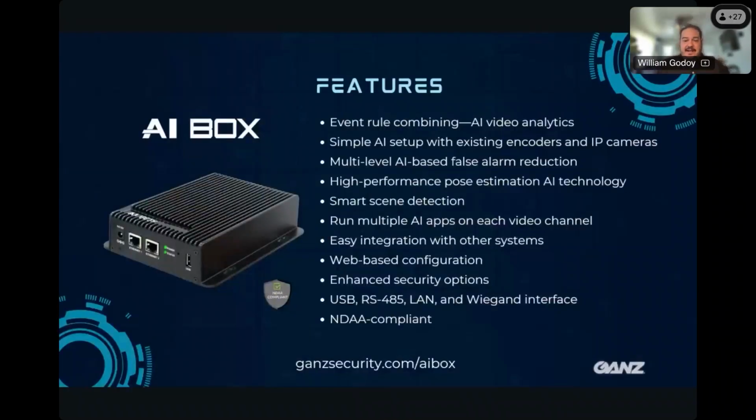So the AI box. Here are some of the features that come right out of the box. It has event rule combining. So if you need to do multiple zones in one camera and we need to trigger both of those rules before it actually sends a trigger, you can do that.